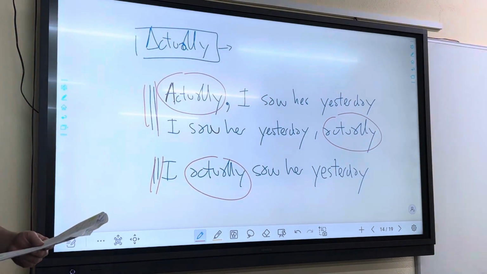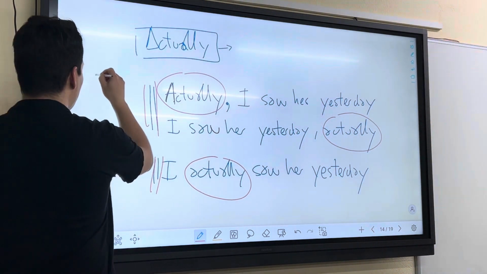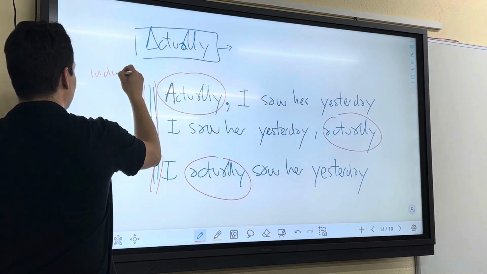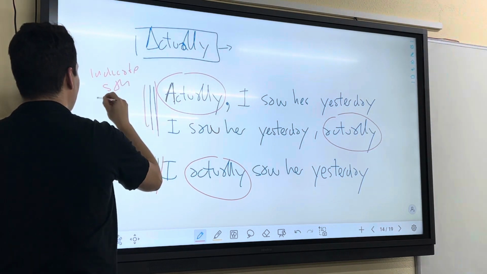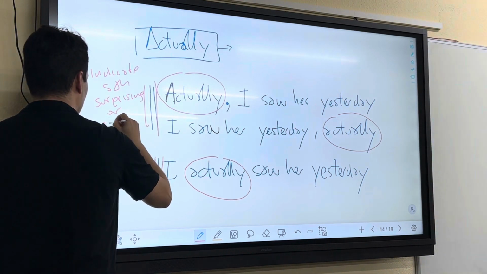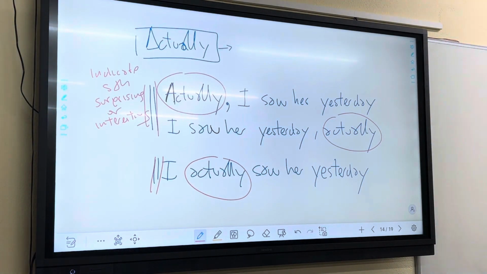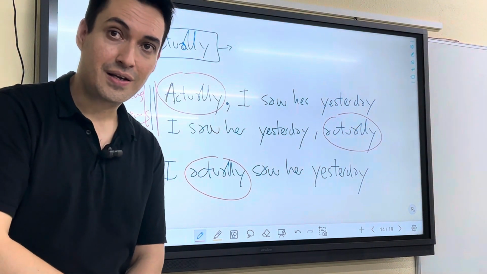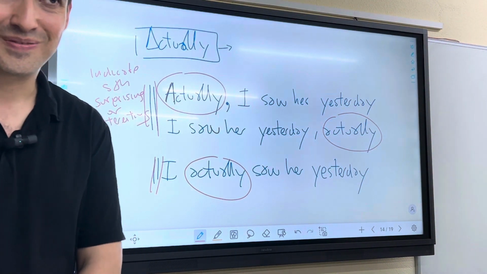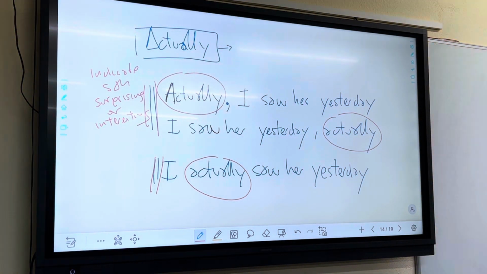You're indicating a little bit of surprise. Something surprising or interesting. So you indicate something surprising or interesting. Oh, Sarah, actually, I saw her yesterday. Oh, I saw her yesterday, actually. It's surprising. It's interesting. Yeah? Actually, so I saw her yesterday, actually.